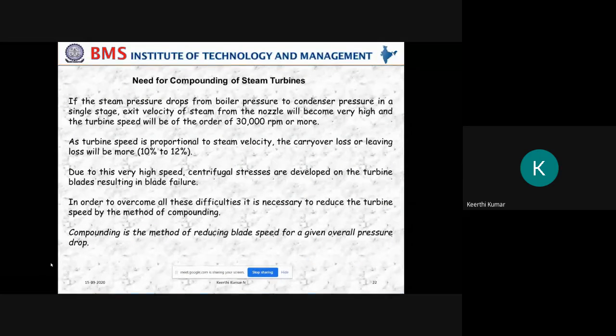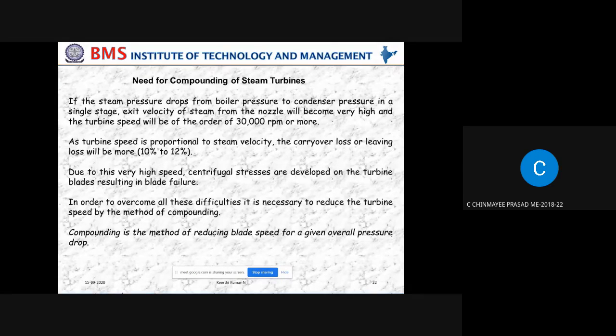Why do we need the compounding? What is the purpose of doing compounding? To extract maximum energy from steam at high pressure. Very good. Assume that the inlet steam has very high energy, in terms of high pressure or high velocity. If I want to extract that energy completely for the rotation of the blades, then compounding is required. If it is a single stage, I cannot extract the energy of the steam completely. So in that case, we'll go for multi-stage turbines. That multi-stage turbine is nothing but compounding.